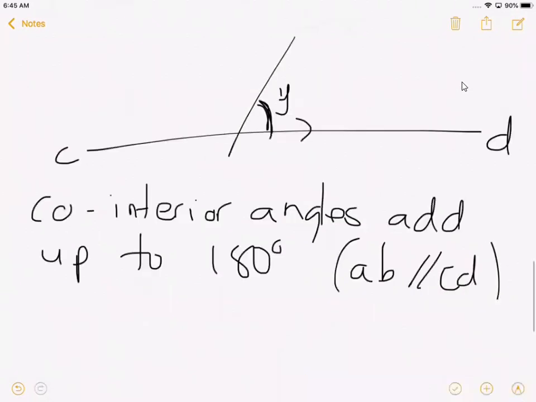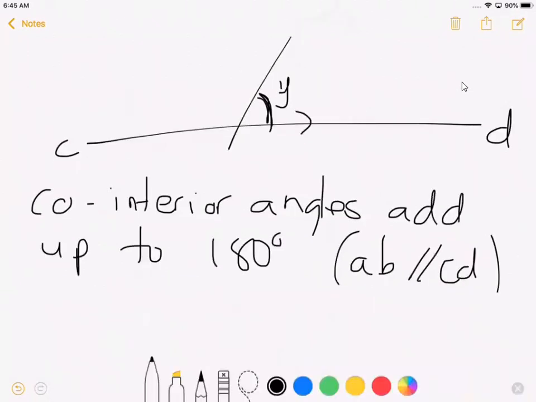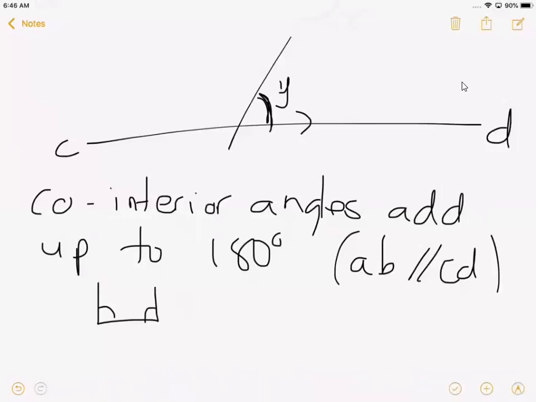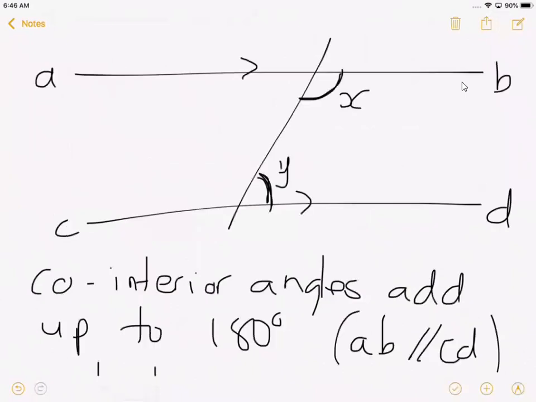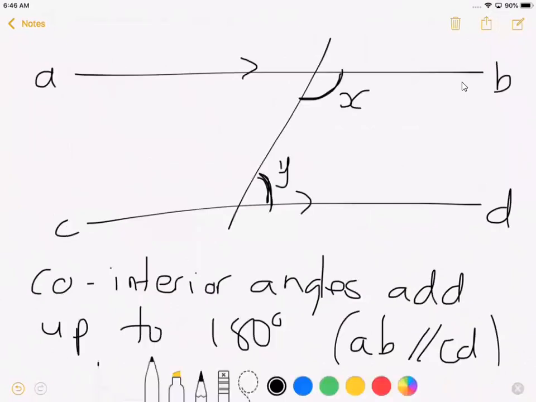They are the ones that are called the what? The U angle. If you draw your U like this, they are the ones that are called the co-interior angles. In this case, your U is this one.